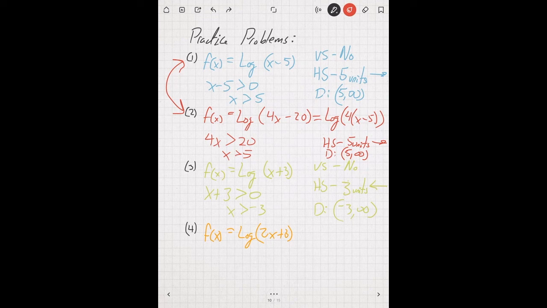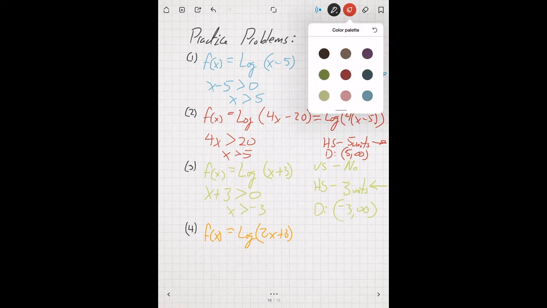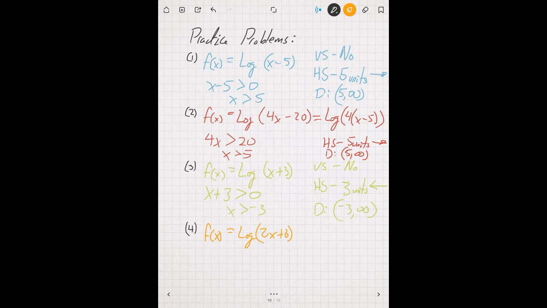And the last problem we have is the orange function. Now that we have reviewed the red function, I want you to pause the video, and I want you to try to see if you can identify what the horizontal shift has been for this, and if you can identify what the domain is for the function.